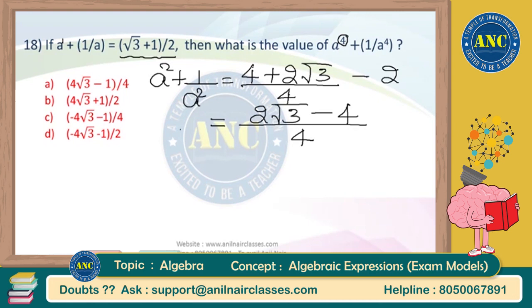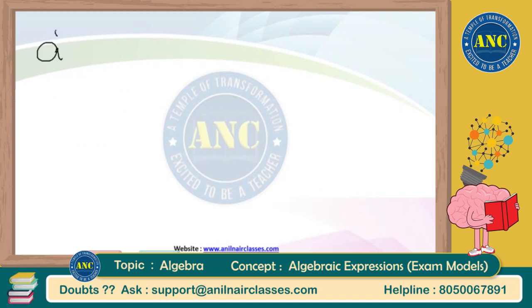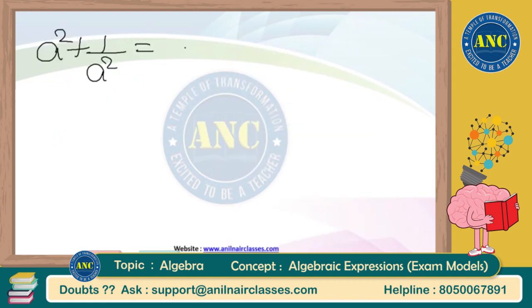Now if I further simplify this, I can take 2 common factor in the numerator. 2 into root 3 minus 2 whole thing divided by 4. This 2 into 1, 2 into 2. So a square plus 1 by a square eventually came as root 3 minus 2 by 2, right? It is root 3 minus 2 by 2.